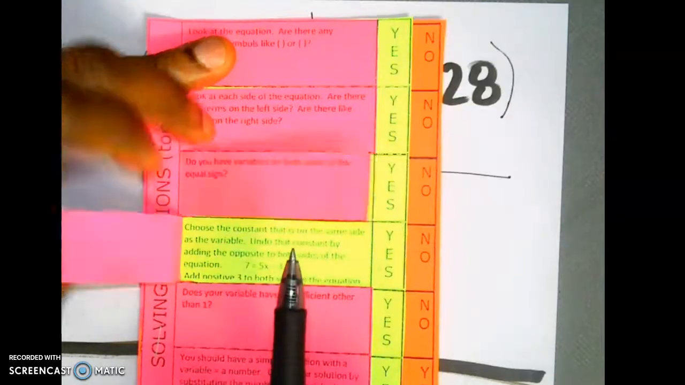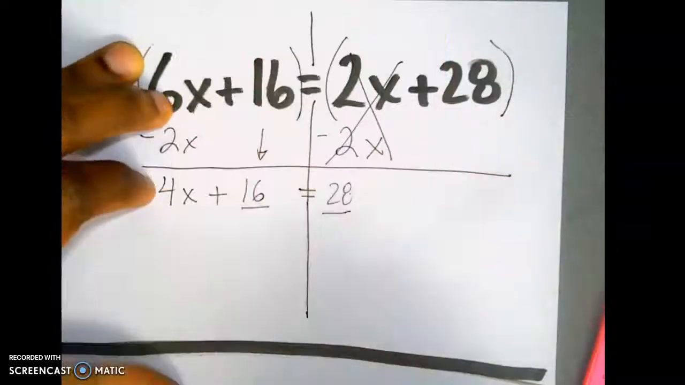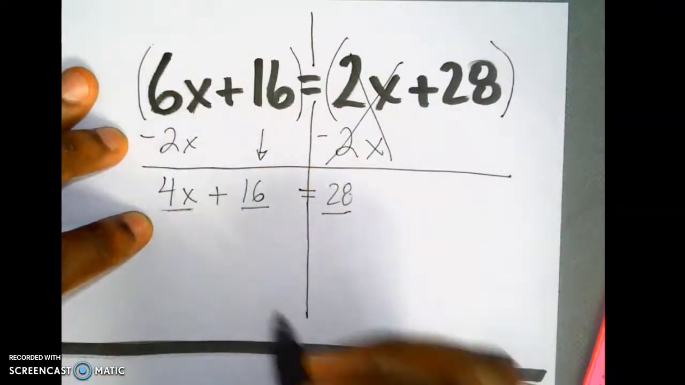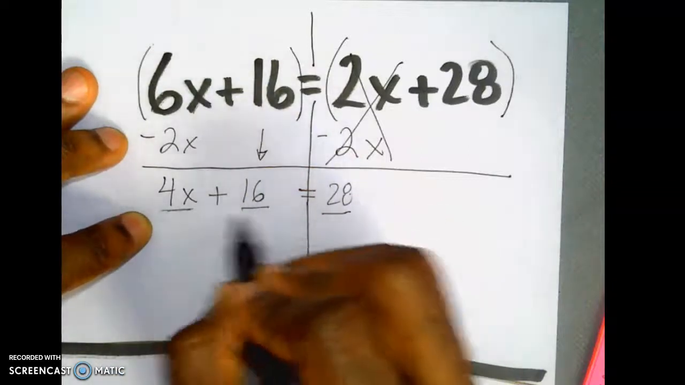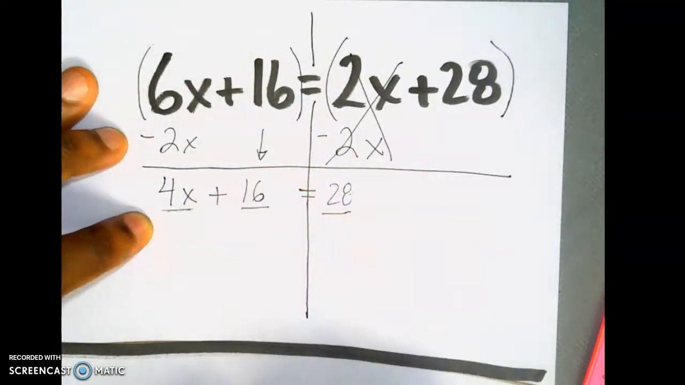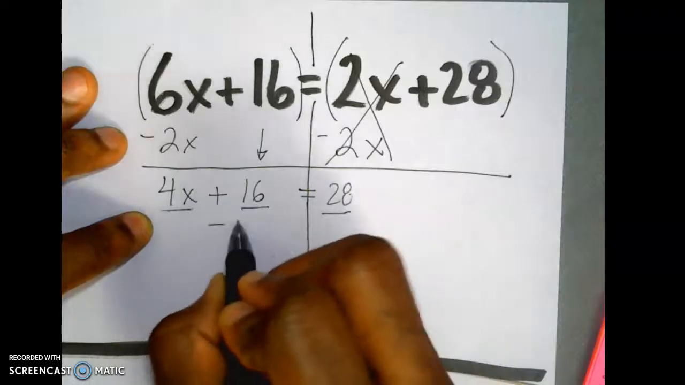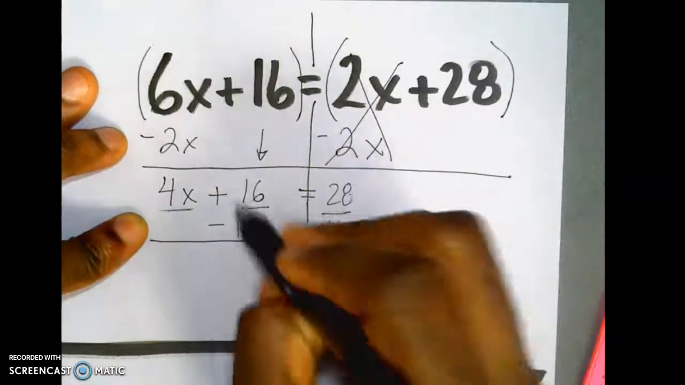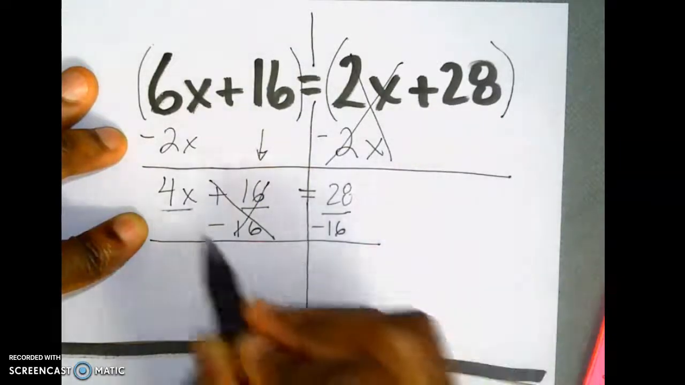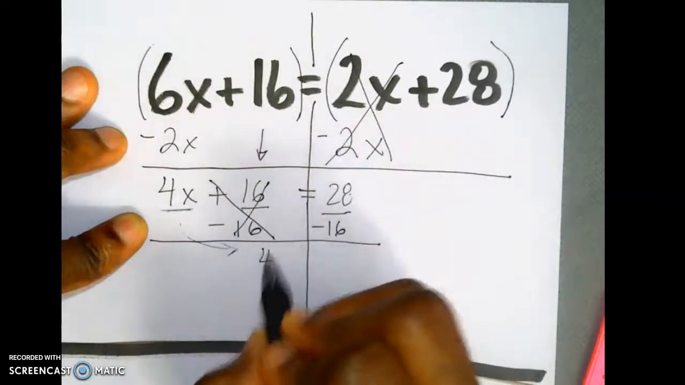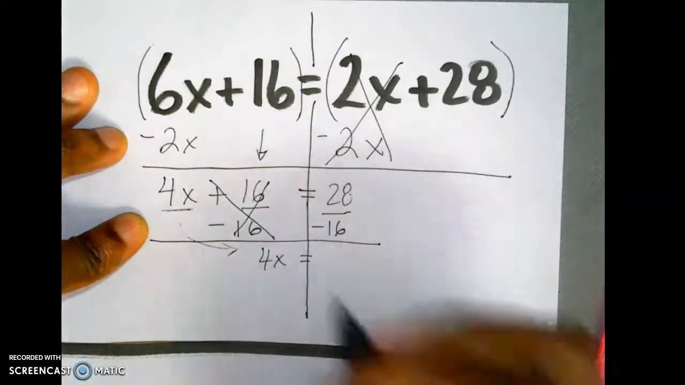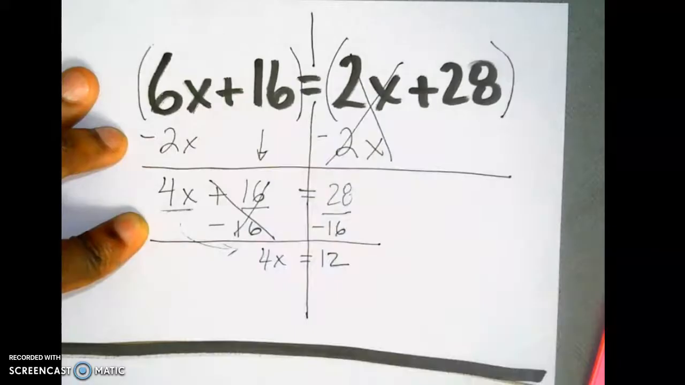This is only an example, everybody. So I'm going to move this to the side. As it said, I'm going to choose the one that's on the side of the variable. This is your variable and your coefficient. This we know is a positive 16 because we're looking at the leading sign. I'm going to add a negative 16 to each side. When I do that, this becomes a 0 pair, and this goes down here. So therefore, 4x is equal to 28 minus 16 is going to give me 12. So therefore, now 4x is equal to 12.